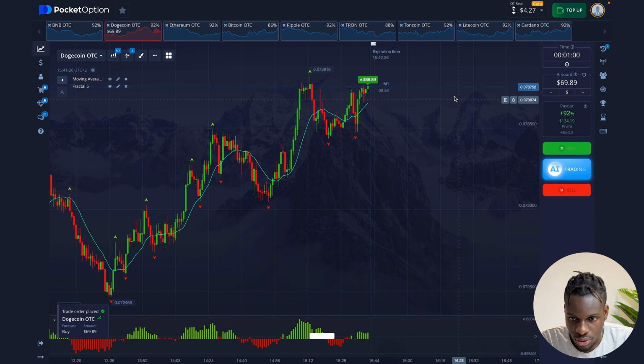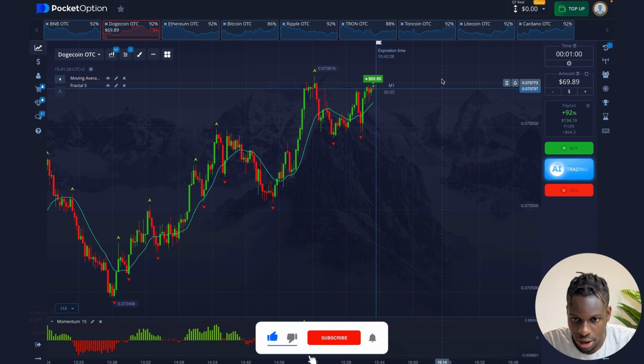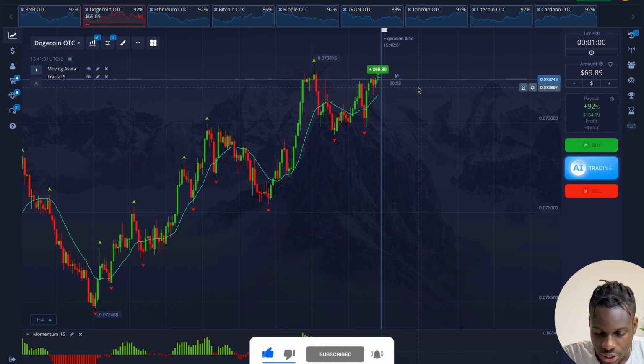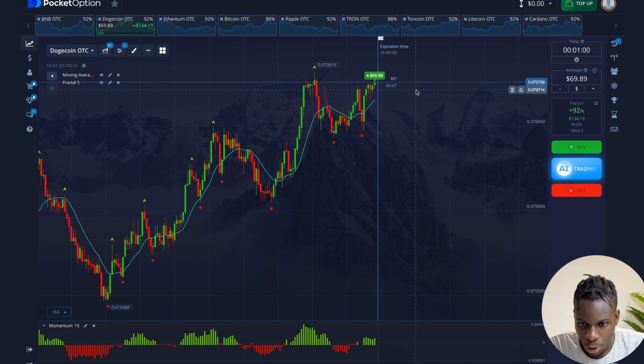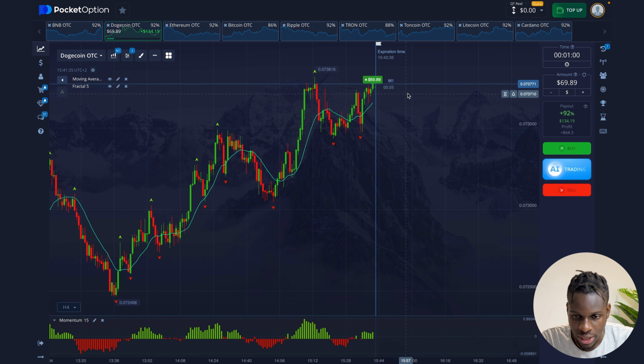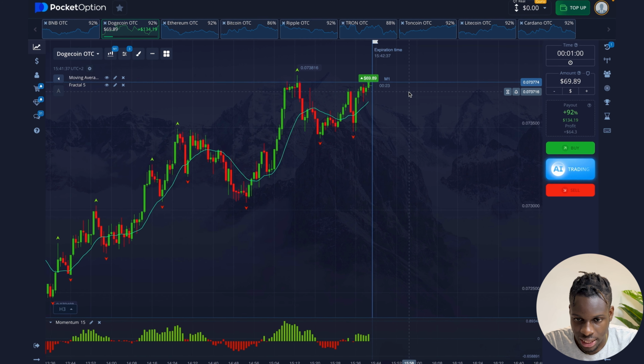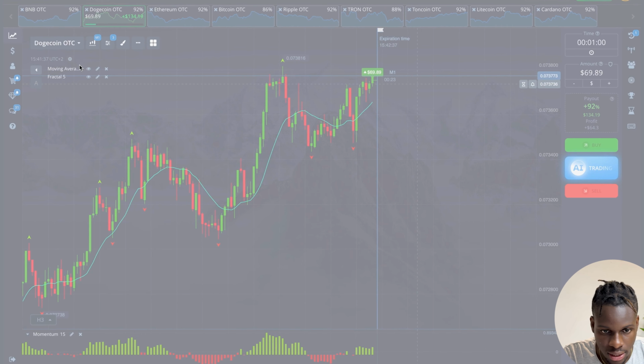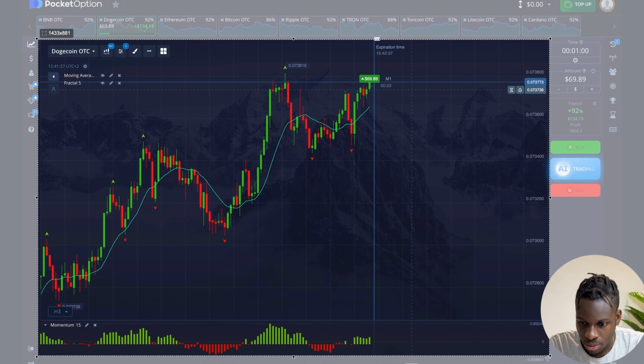Let's see. Okay, let's do Dogecoin now. Okay, so here I opened a buy trade, as you can see. And the reason I opened this trade, first of all, we're in an upward trend, as we can see clearly. And so let's just put that in.